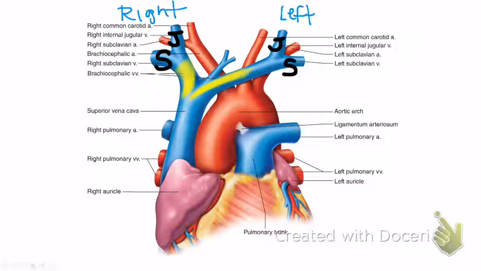So you've got over here right subclavian, right jugular, left jugular, right subclavian. So I can just remember that. S, J, J, S. And that's for just the veins. Now, take a second, pause the video, get those down pat.